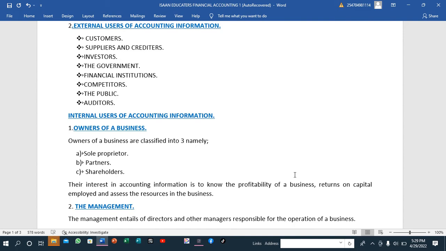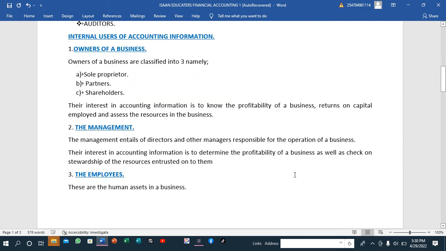When you talk about a sole proprietor, this is a business run by one person. For the partners, this is where 2 or more partners join together to form a partnership and they run a business as partners. For the shareholders, for instance, a company may be selling shares, and when you buy a share, it means that you become a shareholder of that company. These shareholders form part of the owners because they own a certain unit of a business.